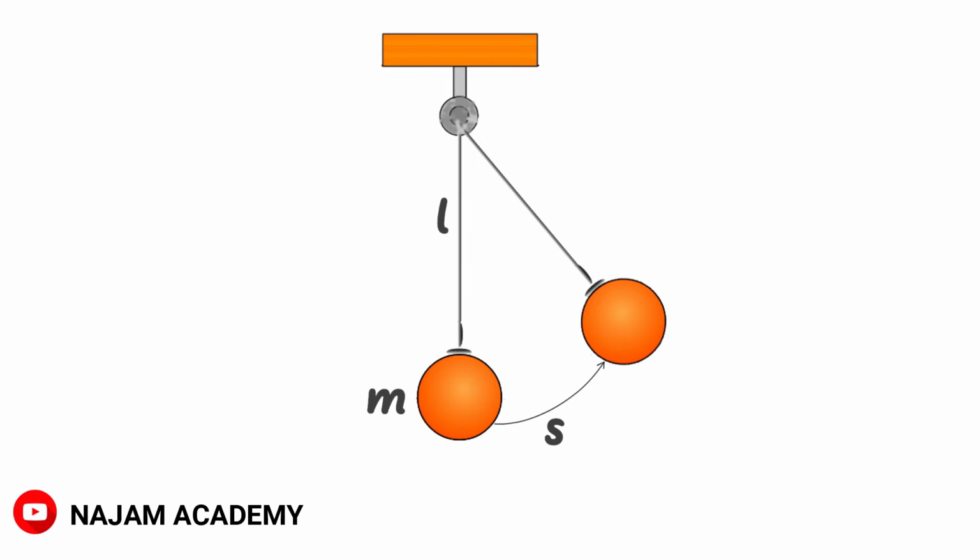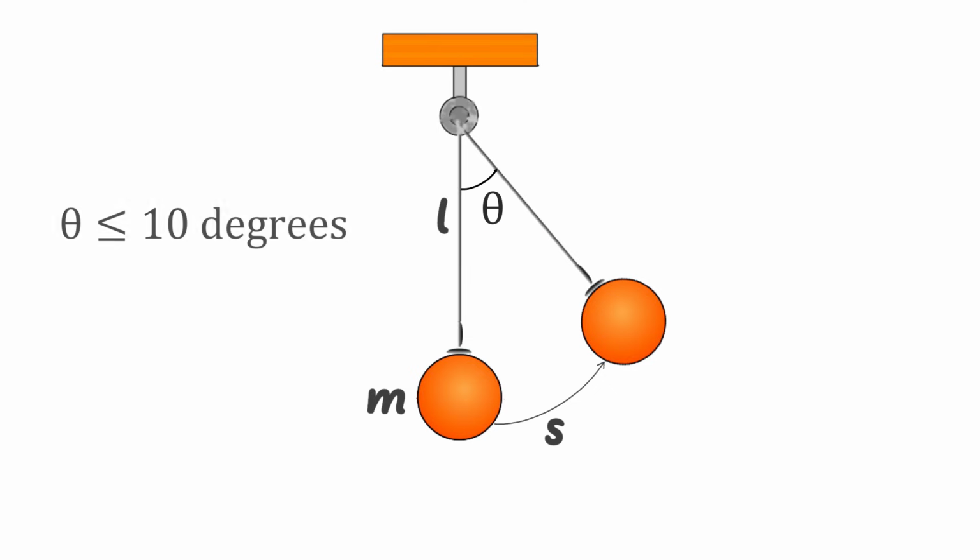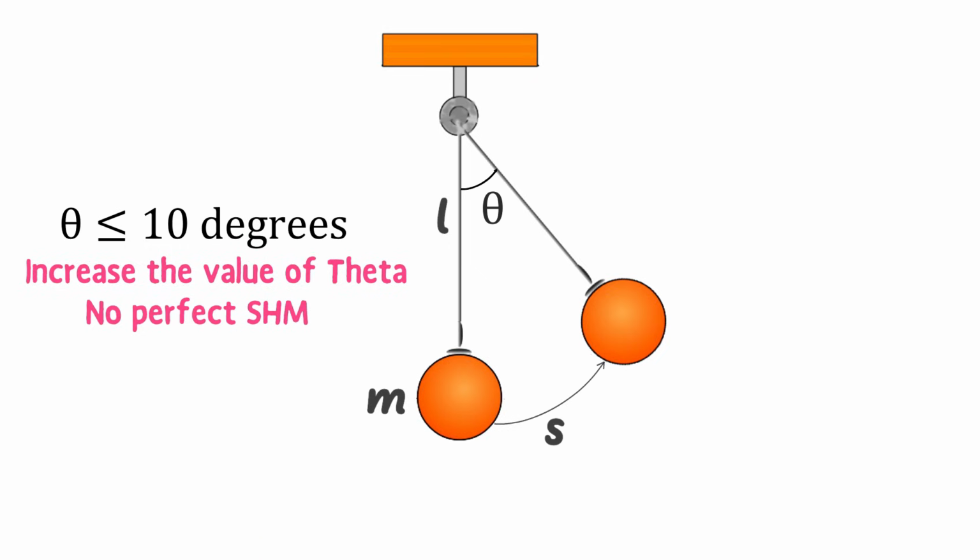Let the angle at which I displace the mass from the mean position to the extreme position be theta, and the direction of theta is like this. Remember that theta should be small and must not be greater than 10 degrees. It is because if you increase the value of theta, the pendulum will not perform SHM perfectly.